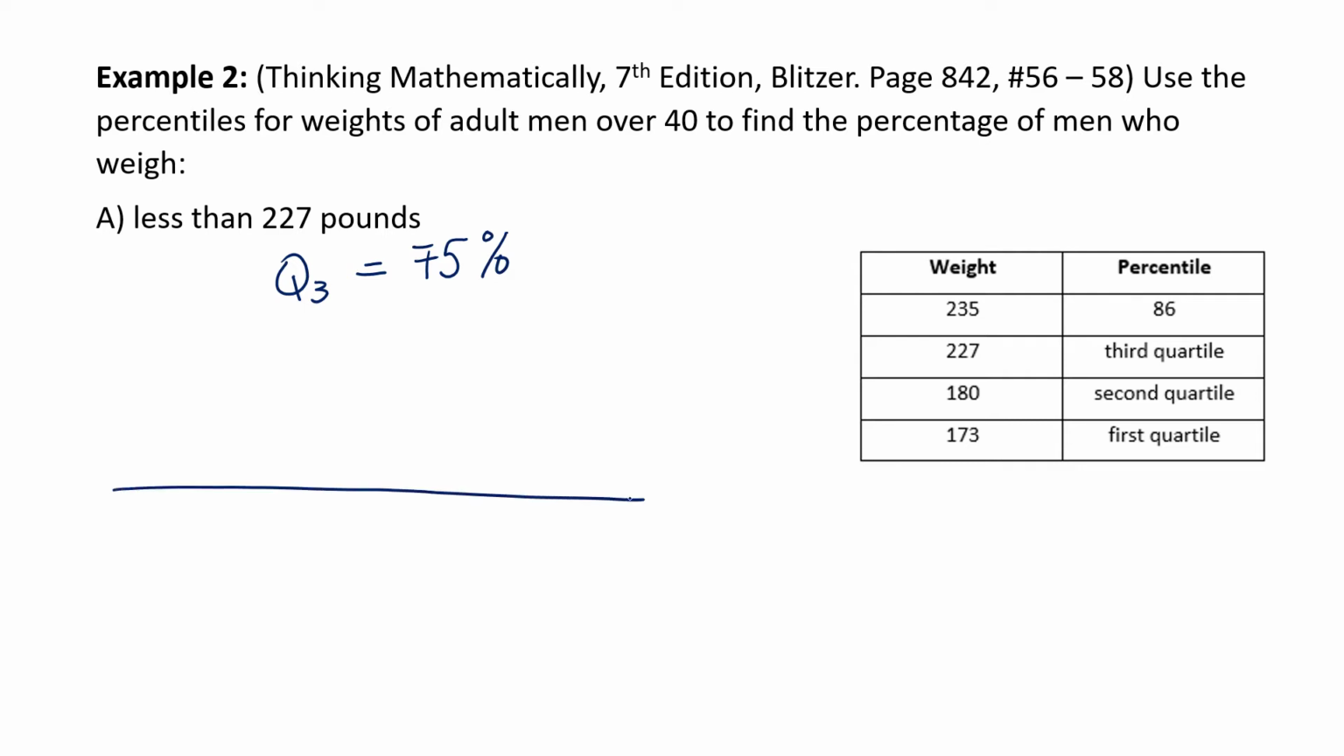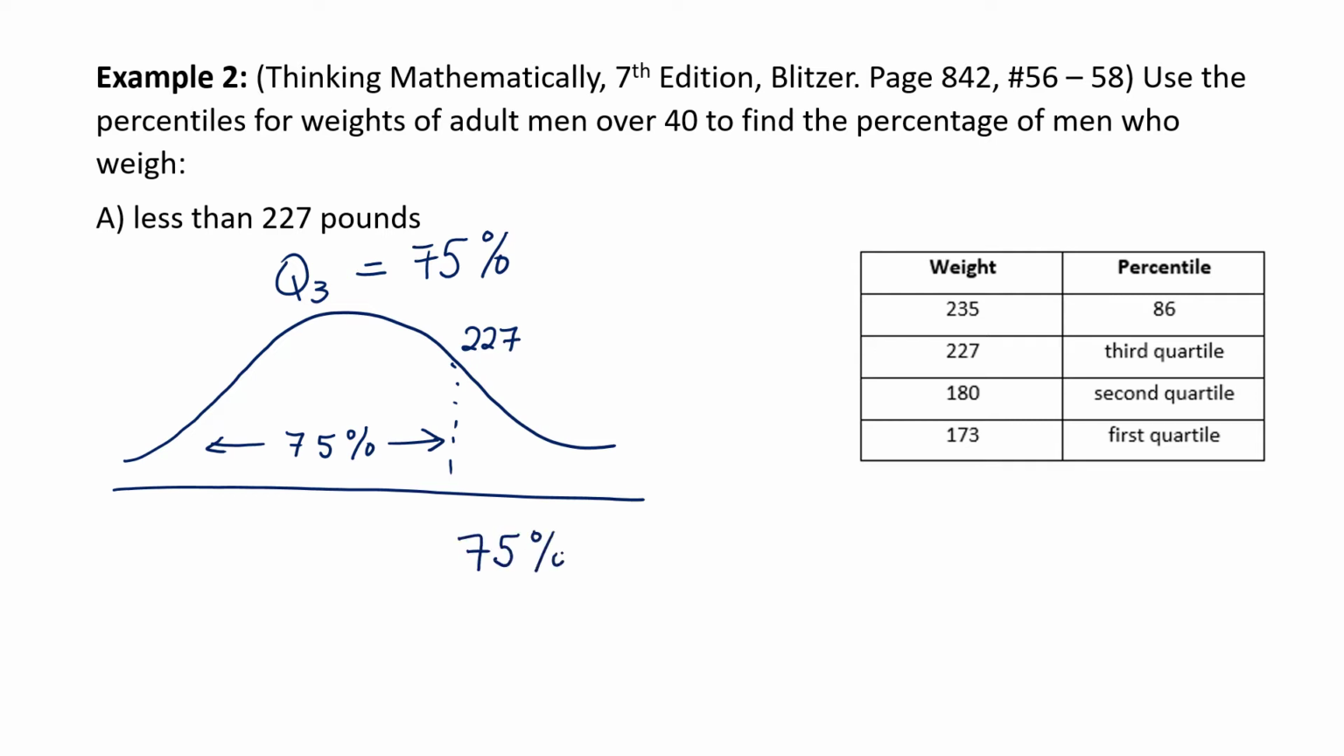Let's draw a normal curve to see the area. We'll mark where the 75th percentile would be and indicate that that's 75% of the total area under the curve, the normal curve, that corresponds to 227 pounds. So, what percentage of men weigh less than 227 pounds? 75%.